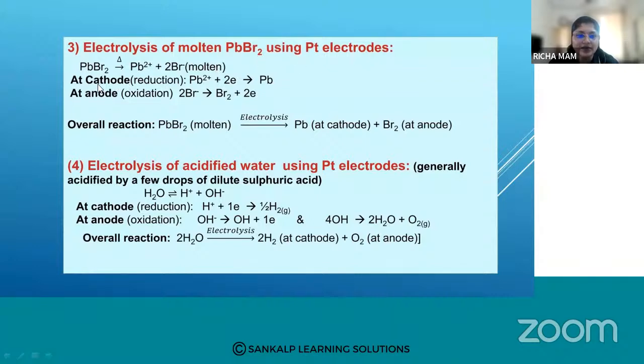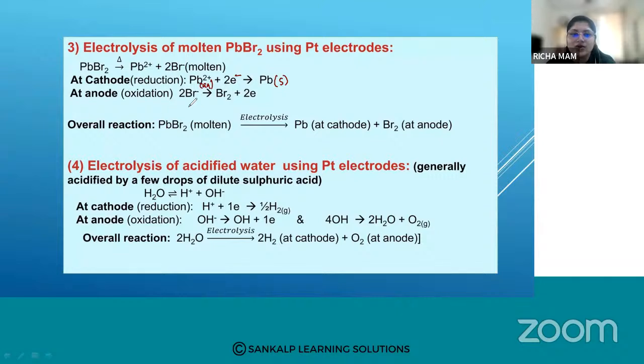Next is the electrolysis of molten PbBr2 using platinum electrodes. Again, we take lead bromide and heat it. What do we get? We get Pb 2 plus and 2 Br minus. What happens at the cathode? Reduction takes place. Lead takes 2 electrons and forms Pb: Pb 2 plus plus 2e minus gives you Pb solid.